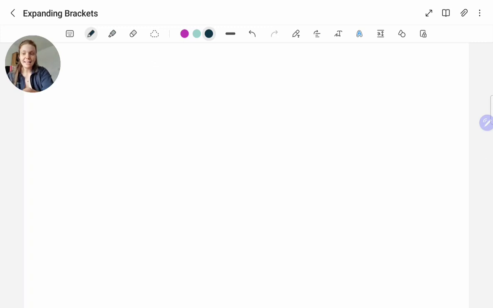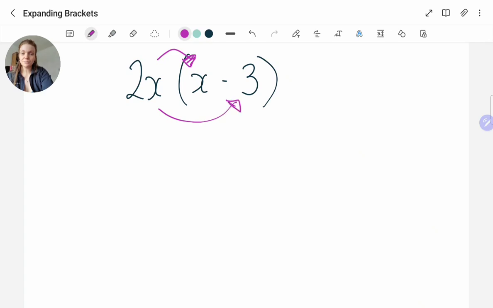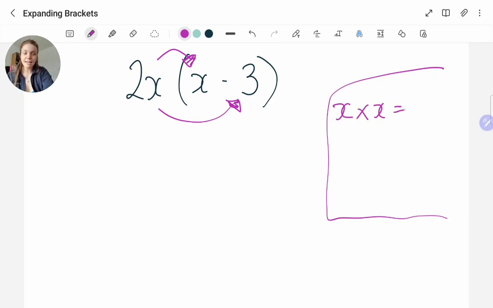Let's try one a little bit harder. Let's say we had 2x upon x minus 3. Again, let's put in our arrows. We do those every time, so we make sure we multiply all the terms involved. This time we've got an x term times an x term. So let's do a little note over here. If I had x times x, that gives me x squared.